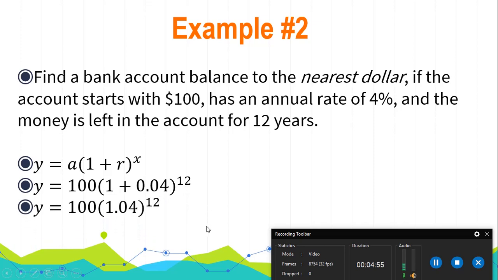So again, I'm going to simplify a little bit. And at this point, we're going to type it right into the iPad. We're going to round our dollar amount to the nearest whole dollar. So we'll have about $160 after 12 years. I think I would invest in something else.